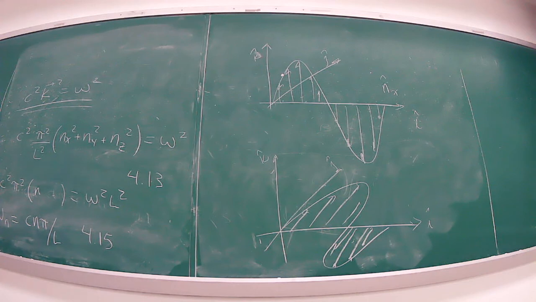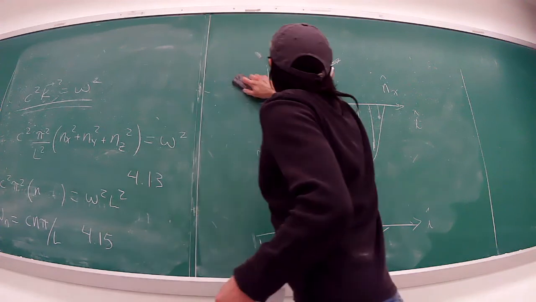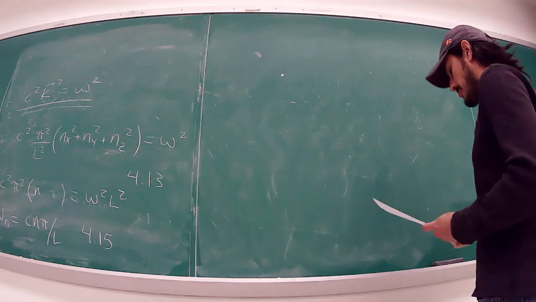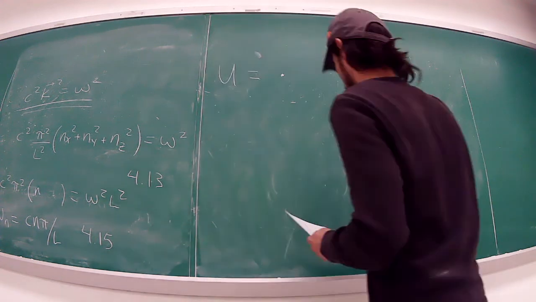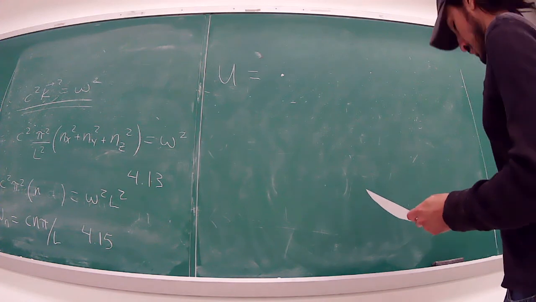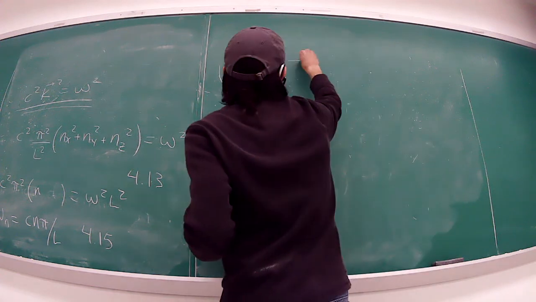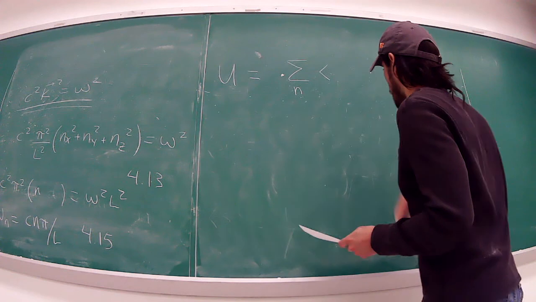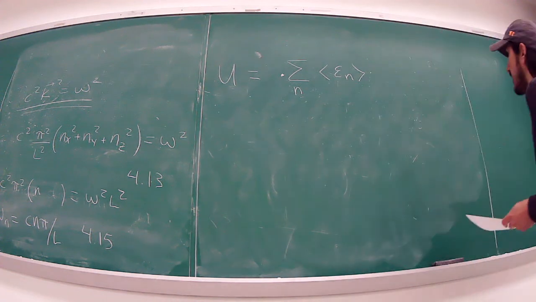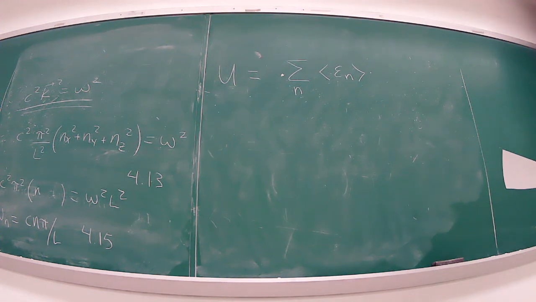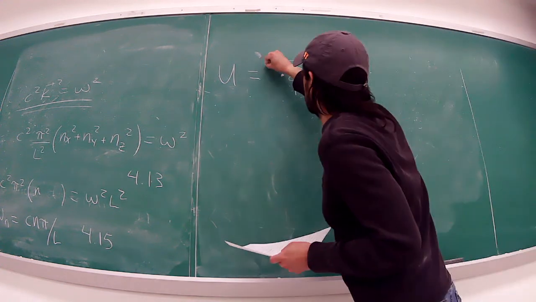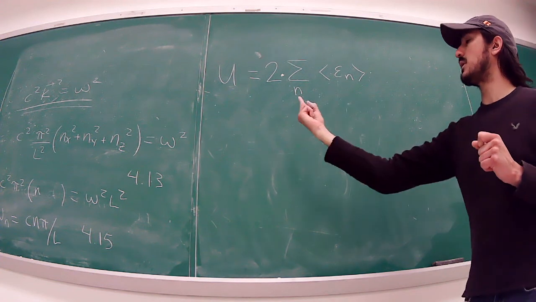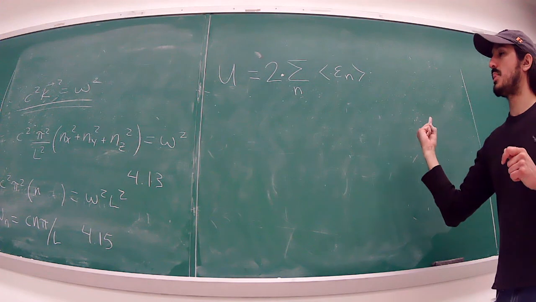Okay, so what we're going to do next time is this: the total energy is, you would think, the sum over all the possible frequencies n of the expectation value of the energy for that n. Actually, it is twice that number, because for every direction of propagation you have two modes that have the same energy, the transverse modes. One is like this, and the other one is like this.